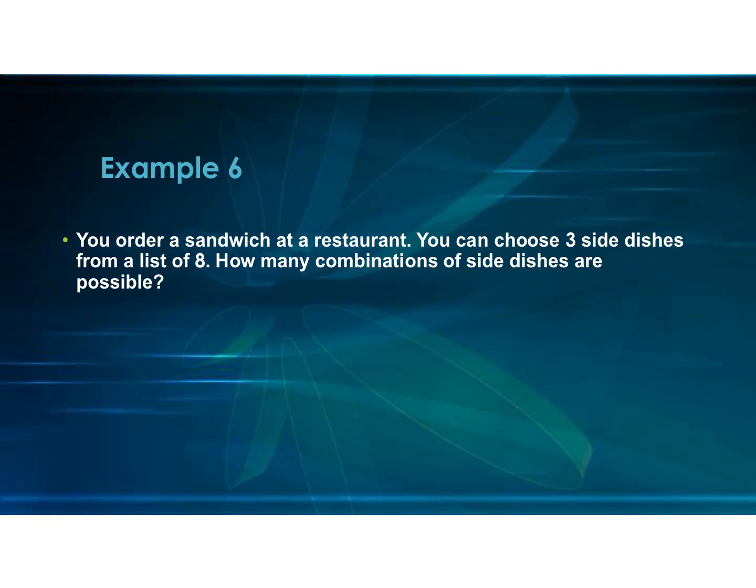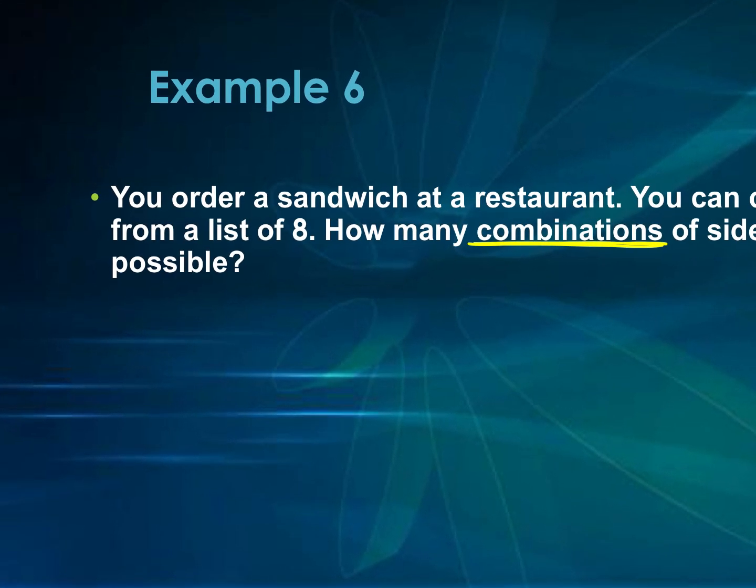Looking at example number 6, it says you order a sandwich at a restaurant. You can choose 3 side dishes from the list of 8. How many combinations of side dishes are possible? So again, it specifically says combinations. So I'm going to go ahead and solve using my combination. How many total do I have? That's going to be my n, which is 8. How many can I select? They told me 3, so I'm using combination again.